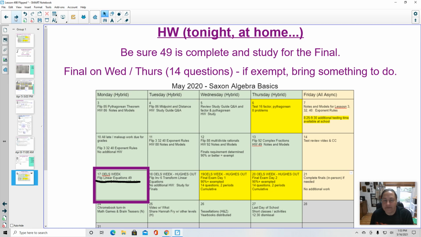And be sure for tonight, be sure 49 is complete. That was the one that we went over today, but if you haven't done it, I'll still take it tomorrow. After that, it's over. You'll just take a 0 on that one. The final is on Wednesday and Thursday. Remember, it's 14 questions. If you are exempt, bring something to do.